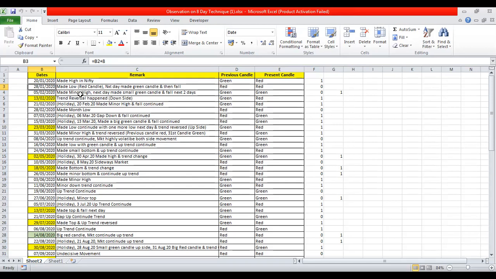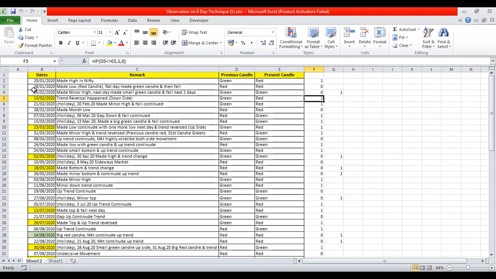Then on 5th of February, it made a minor high. The next day made a small green candle and fell the next 2 days. So this again doesn't work for me because the present candle is green and the previous candle was also green. But if I take plus one into consideration, this candle has worked for me. So I have marked one over here. Then 13th of February, trend reversal happened downside. The candle was red, the previous candle was green. So it has worked.